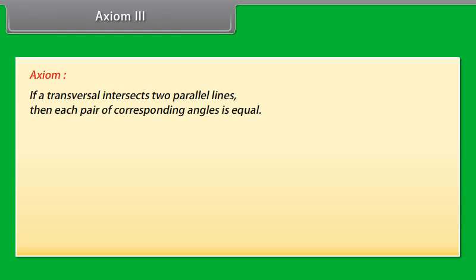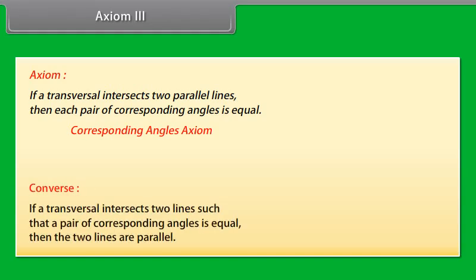This axiom is also referred to as the corresponding angles axiom. Now let us discuss the converse of the axiom. If a transversal intersects two lines such that a pair of corresponding angles is equal, then the two lines are parallel. Does this statement hold true?